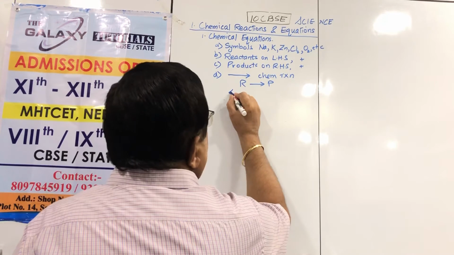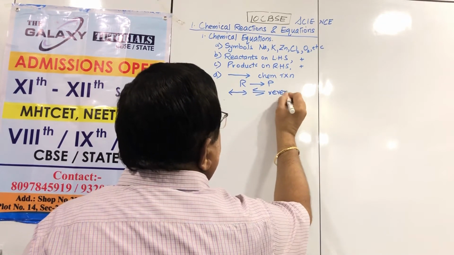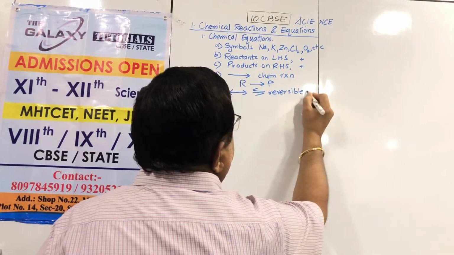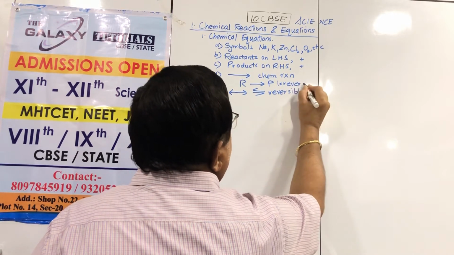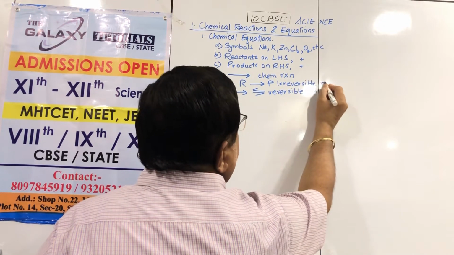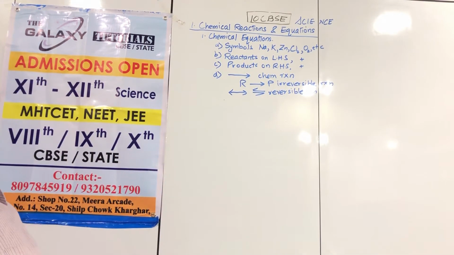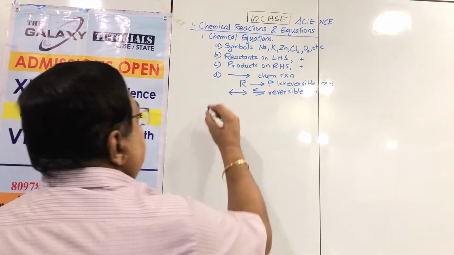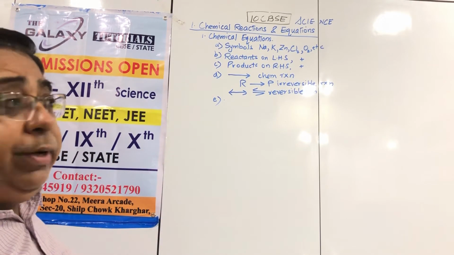If it is a double arrow, or we write it like this, it is a reversible reaction. And a single arrow is an irreversible reaction. A reversible reaction can go in both directions. An irreversible reaction cannot go back to the original state on its own. We will have to give it additional changed conditions.